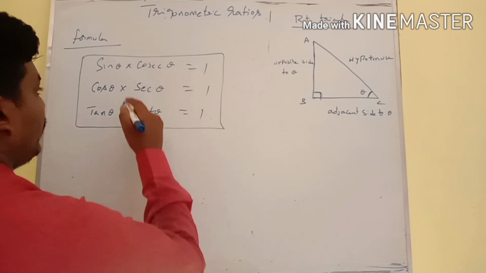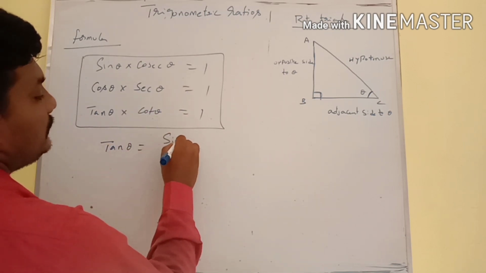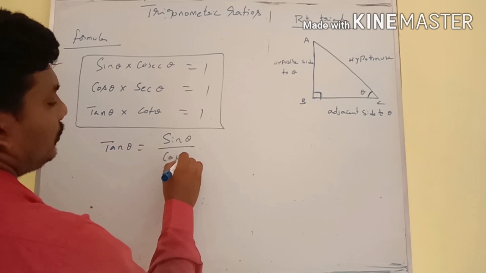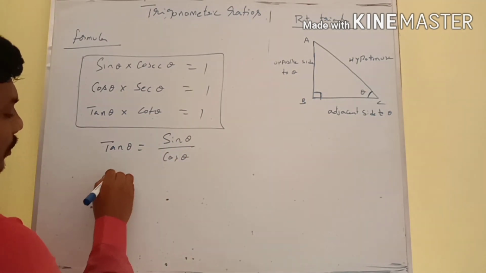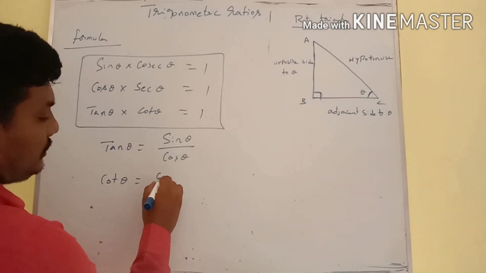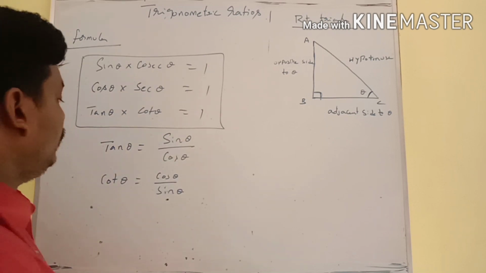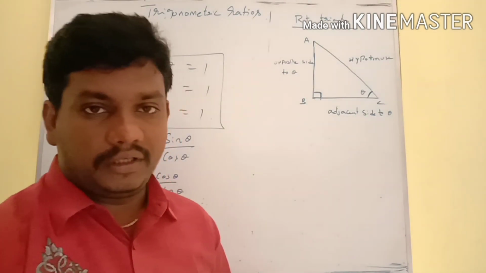Another two formulas: tan theta is equal to sin theta by cos theta, and cot theta is equal to 1 by tan theta, that means the reciprocal, which is cos theta by sin theta. These are all the trigonometric formulas.